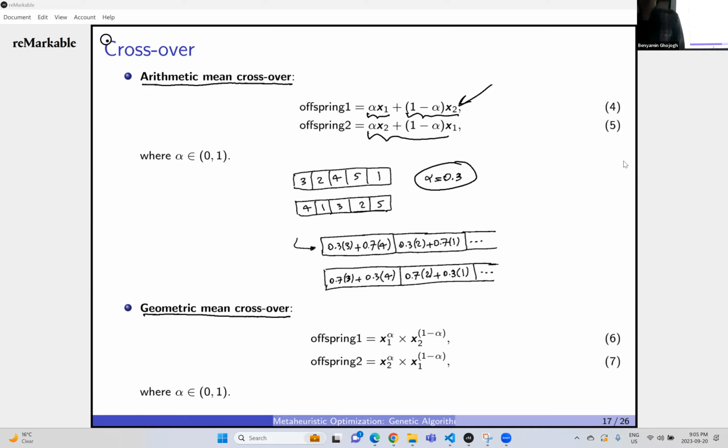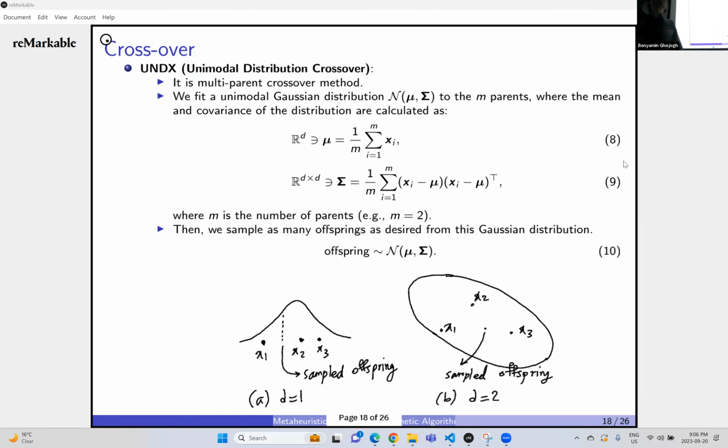Okay, another one is geometric mean crossover. So that was the arithmetic mean, right? Now you can have geometric mean. So one of the parents to the power of alpha times the other parent to the power of minus alpha. And here the parent is a vector to the power of alpha. I mean, every element of that vector is raised to the power of alpha. Okay? And then you multiply them. I agree, these are easy. But when you code them yourself, you'll see the interesting behavior of the algorithm.